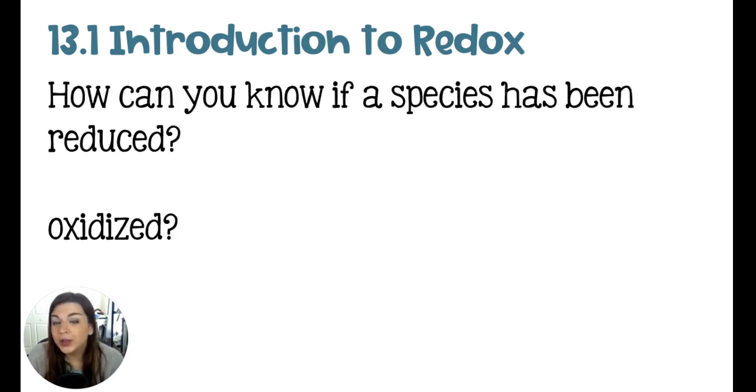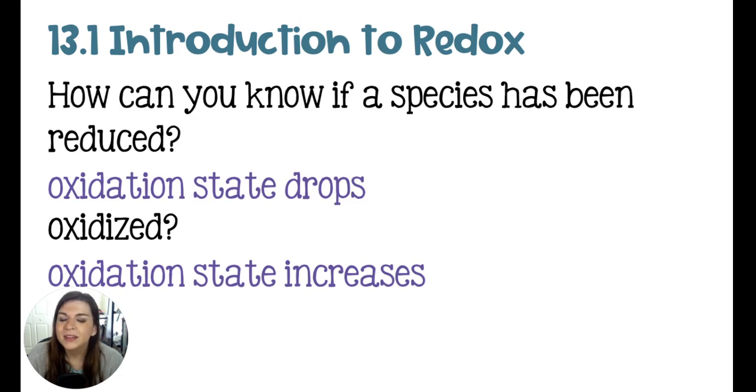How do you know if a species has been reduced or oxidized? If the species has been reduced, obviously it has gained electrons, but in doing that, that means the oxidation state has dropped. It's important to remember that electrons are negative, so if extra electrons are taken on, the charge or the oxidation state is going to drop, becomes more negative.